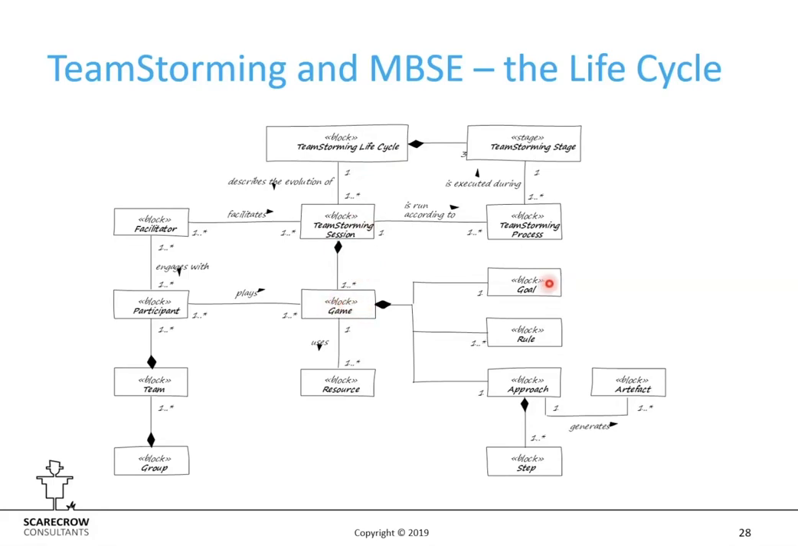Each game has a goal associated with it. It's got a number of rules by which you apply. It's got an approach. So for example, is it a team game? Is it an individual game? And so on. There's a number of steps involved in that approach. These are the steps that you go through to play the game.